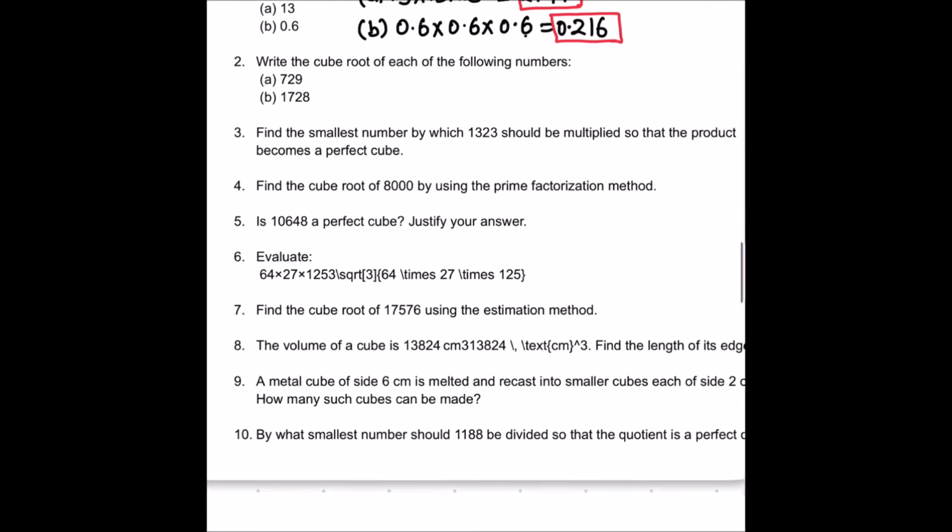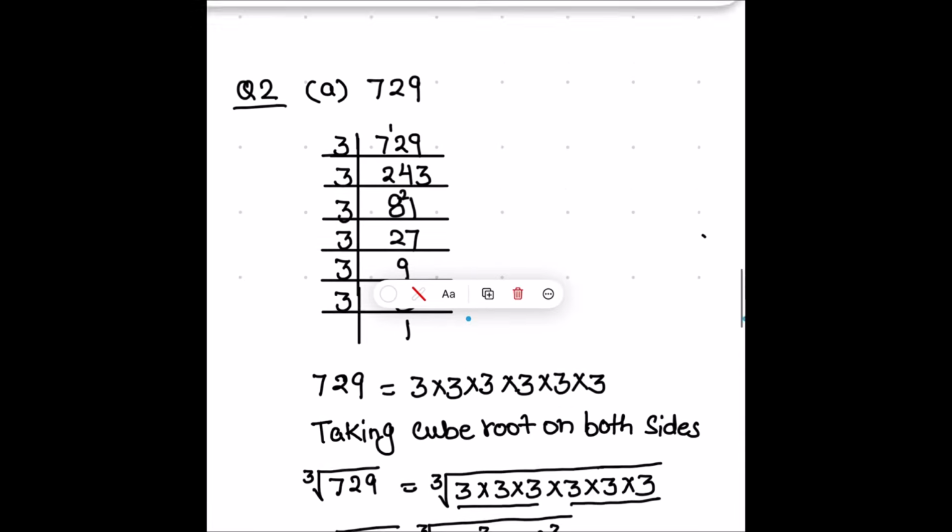Question 3 is find the smallest number by which 1323 should be multiplied so that the product becomes a perfect cube. This type of question is definitely going to come. Either we have to find the smallest number which you need to multiply, or number which you need to divide. So let's solve this question.